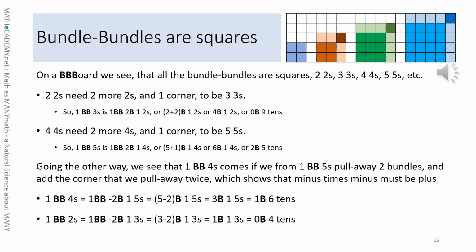Going the other way, we see that 1 bundle bundle, fours, comes, if we from 1 bundle bundle, fives, pull away 2 bundles, and add the corner that we pull away twice, which shows that minus times minus must be plus. 1 bundle bundle, fours, equals 1 bundle bundle, less 2 bundle, 1, 5s, equals 5 minus 2, bundle, 1, 5s, equals 3 bundle, 1, 5s, equals 1 bundle, 6, 10s. 1 bundle bundle, 2s, equals 1 bundle bundle, less 2 bundle, 1, 3s, equals 3 minus 2, bundle, 1, 3s, equals 1 bundle, 1, 3s, equals 0 bundle, 4, 10s.